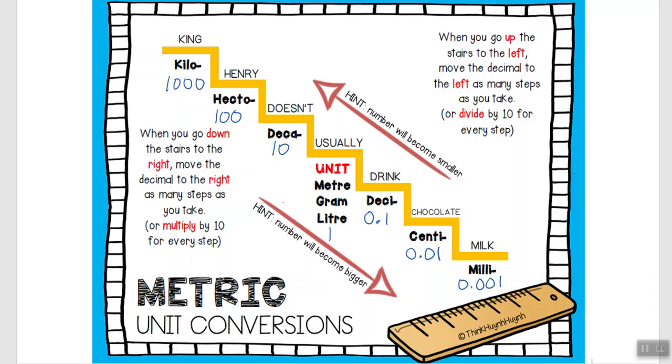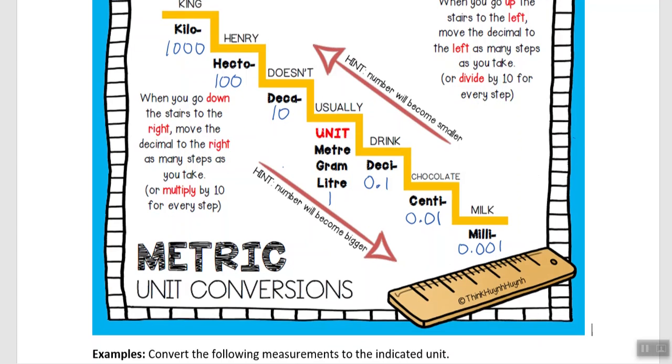When we are moving from a number with a smaller prefix to a number with a larger prefix, we are going up the stairs, we're going up to the left, so we have to move the decimal place within the original number to the left as many steps as we take up, or we are dividing by a power of 10 for every step that we go up. So let's take a look at how this works with some examples.